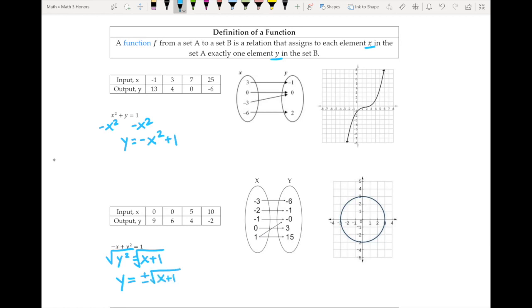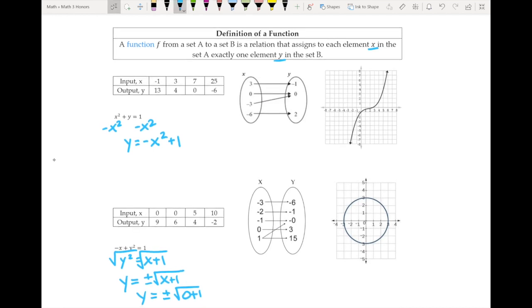If I sub a number in for the x, maybe I'll sub a 0 in, sure. Square root of 0 plus 1. Well, 0 plus 1 is 1, and square root of 1 is 1. So that means when I substituted in this x value, I got out plus or minus 1. I got out 2 separate y values with that single x value. I got a positive 1 and a negative 1. So for that reason, this also is not a function. And the vertical line test here, again, I'm testing each x value to see if it hits a single y value.